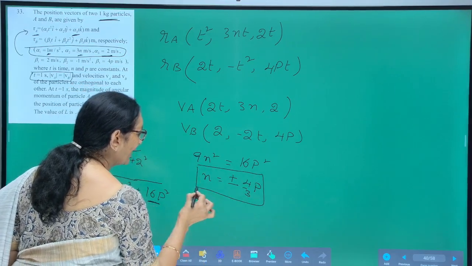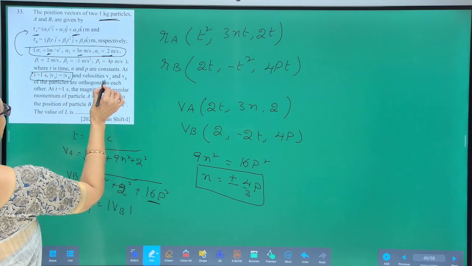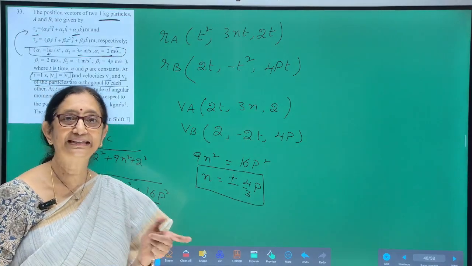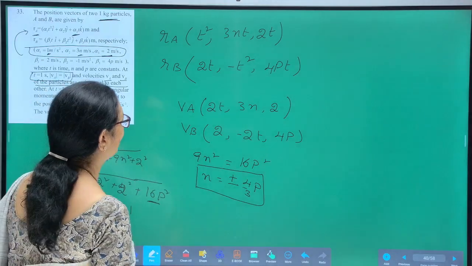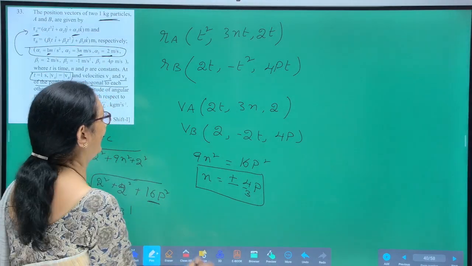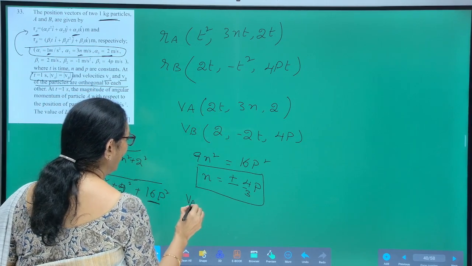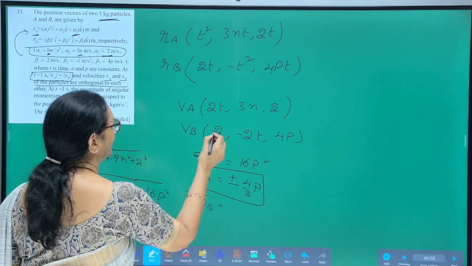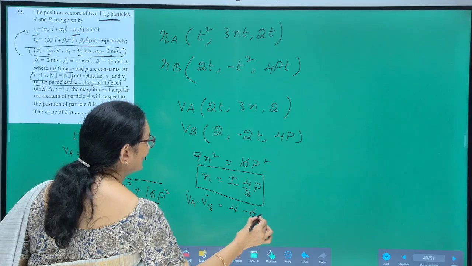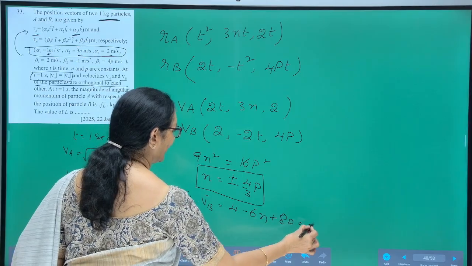This is one value we got. Keep it aside. And in the next step, velocities of A and B of the two particles are orthogonal at t is equal to 1 second. So, at t is equal to 1 second, if velocities are orthogonal, their dot product must be equal to 0. So, dot product of these two velocities: VA bar dot VB bar is equal to 2 into 2 is 4, because t is 1, 3n into minus 2 is minus 6n, 2 into 4p is 8p, plus 8p, this is equal to 0.